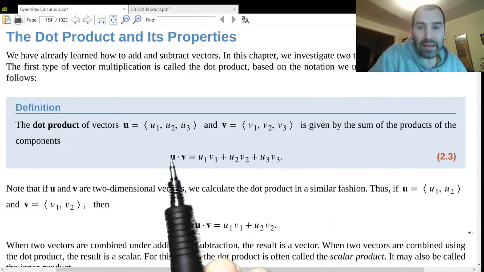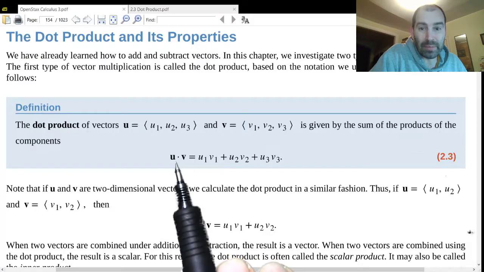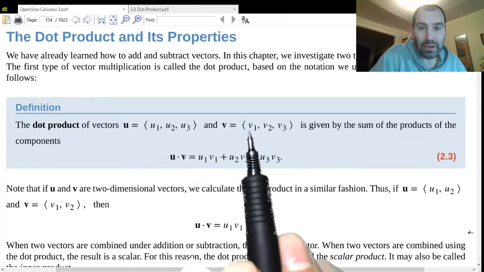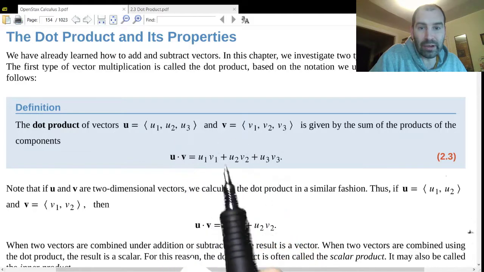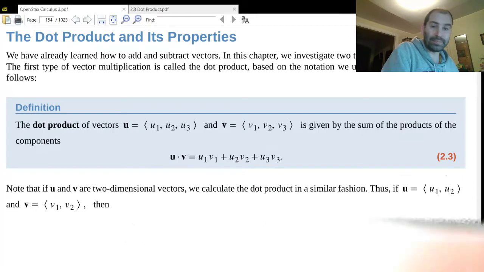If you take the dot product of them together, and we just put a little dot here, which looks like the symbol we use for multiplication, so we have to be a little careful here. What we end up doing is we just multiply the corresponding components together and add them up. Very simple. So let's just do a quick example.